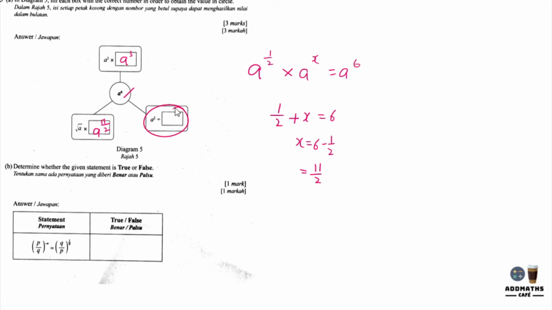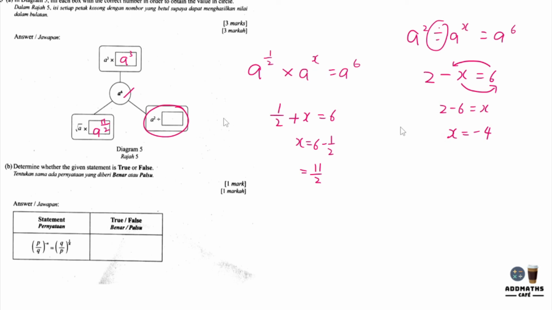In this case, it will be a squared divided by a^x, I do not know what this is, equal to a^6. Divide means the powers are subtracted. So 2 minus x equals 6. So 2 minus 6 equals your x, because bringing this here, you will get negative. X brought to here will give you a positive x. So x will give you negative 4. So in this case, it will be a to the power of negative 4.